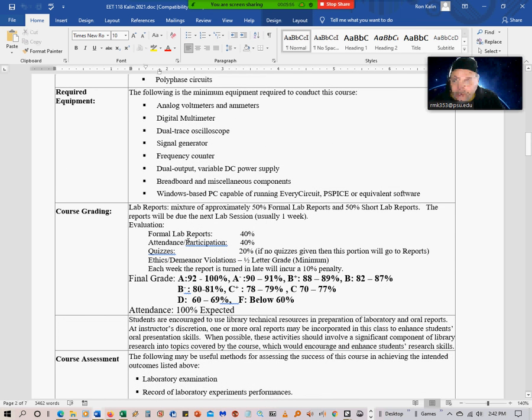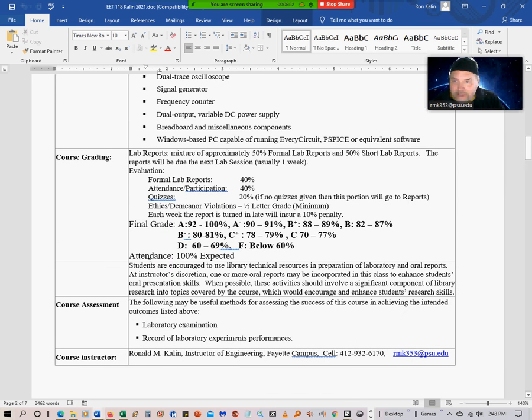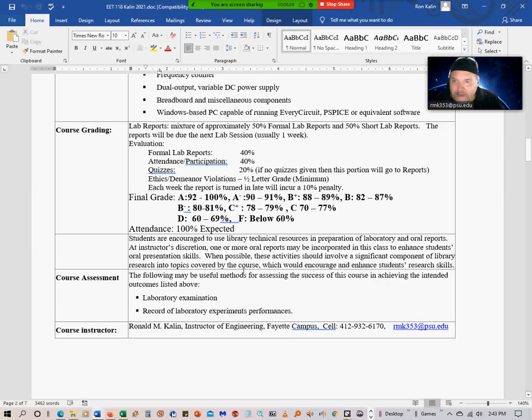For the course grading, I have formal lab reports 40%, attendance and participation 40%, quizzes 20%. If I don't give a quiz, this portion will go to the report section, so it would be a 60-40 split. I typically don't give quizzes in this class. And then this is the grade distribution. Attendance is 100% expected, and you're encouraged to use library technical resources at my discretion.